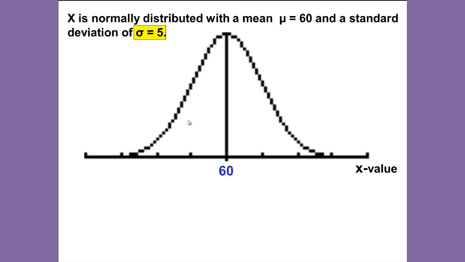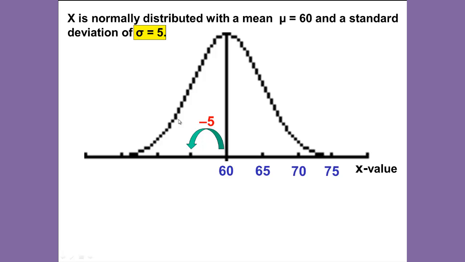Using our standard deviation of 5, or sigma equals 5, we will use that to jump 5 for our first tick mark and give us 65. 60 plus 5 equals 65. Plus 5 more equals 70. Plus 5 more equals 75 for 3 standard deviation jumps to the right.